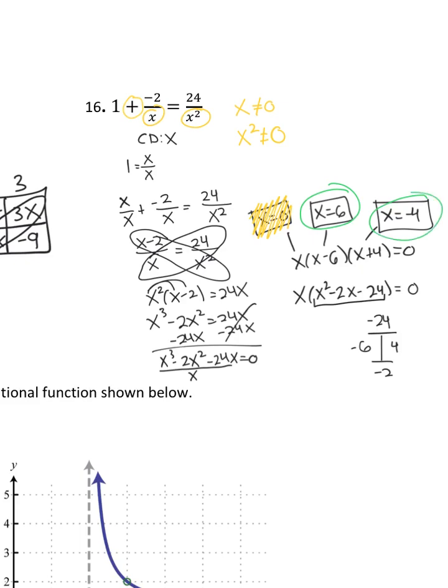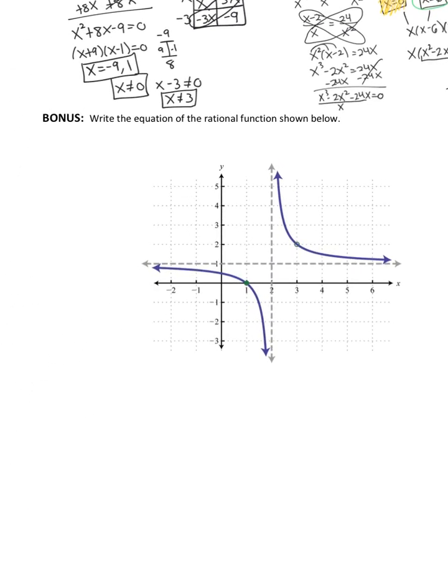Okay. The last question, it's not going to be on your test. It's just kind of a bonus thing that we threw in there with graphing. Notice that you have a hole at 3, 2. You have a horizontal asymptote at y equals 1. You have a vertical asymptote at x equals 2. So we're going to use that information to help us solve.